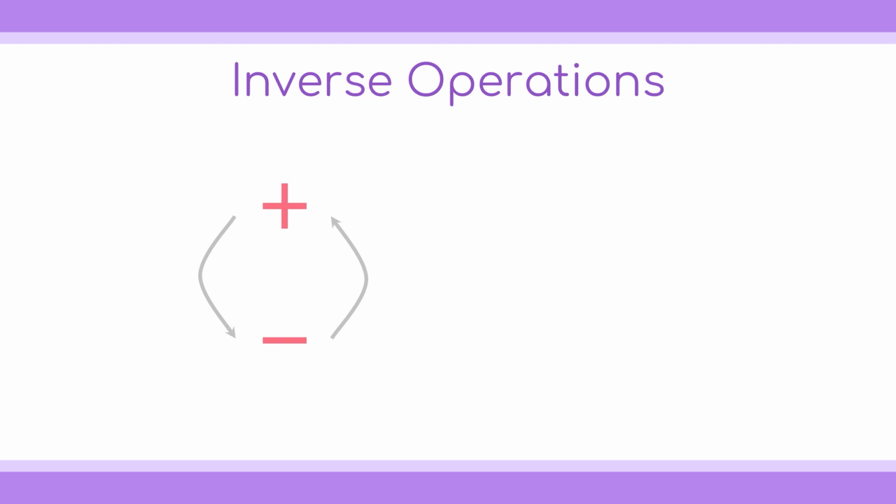If the expression we are trying to isolate is being multiplied by a number, we need to divide by that number to isolate the expression. Similarly, if the expression we need to isolate is being divided by a number, we need to multiply by that number to isolate the expression. This works because multiplication and division are inverse operations. Now let's try an example.